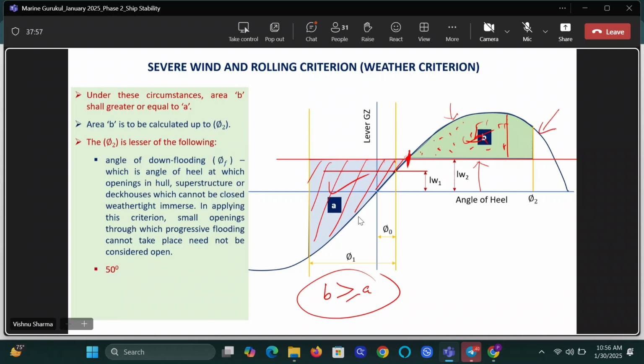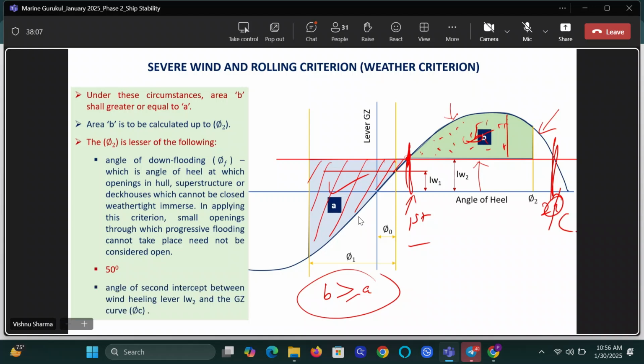Now, the righting arm curve is cutting LW2 at this place and this place. This is the first intercept. This is the second intercept. So this is phi C, or second intercept phi C, whichever is the least of the three. Which three? 50 degrees, angle of flooding, and phi C. This area B will be measured up to that angle. And if area B happens to be greater than or equal to A, then the vessel is meeting the requirement. If not, the vessel is failing the requirement.